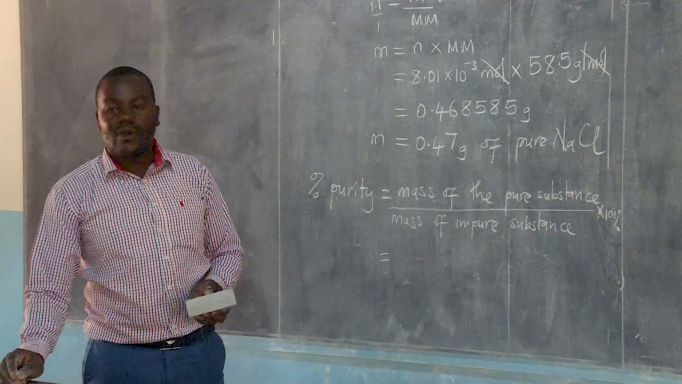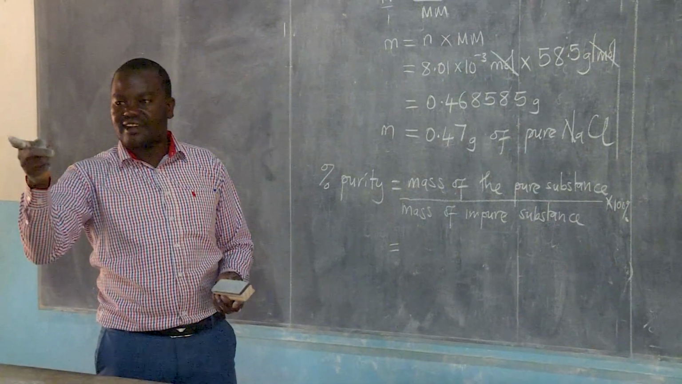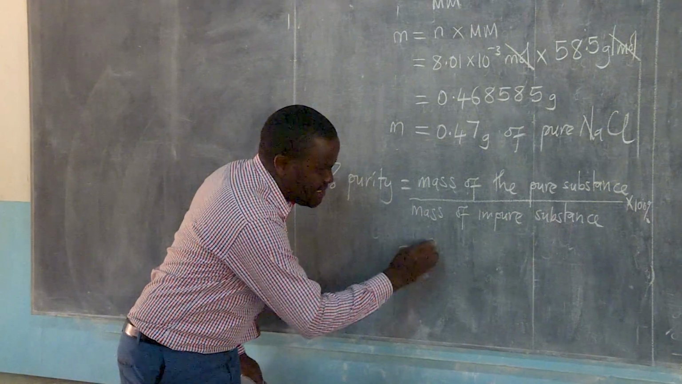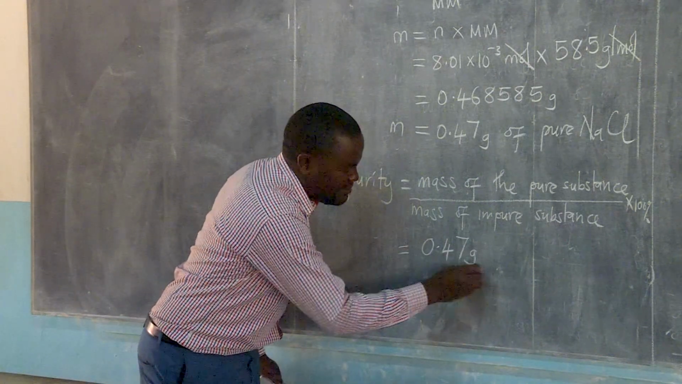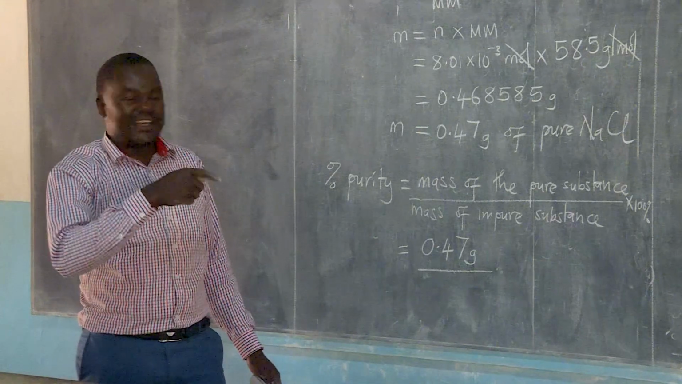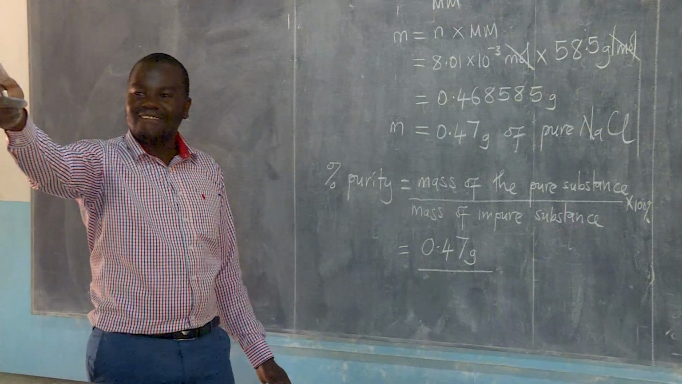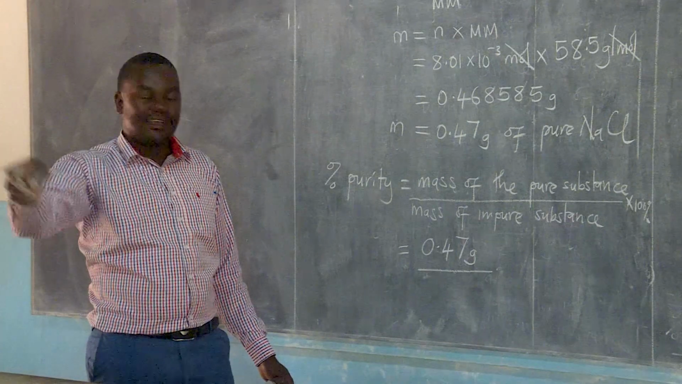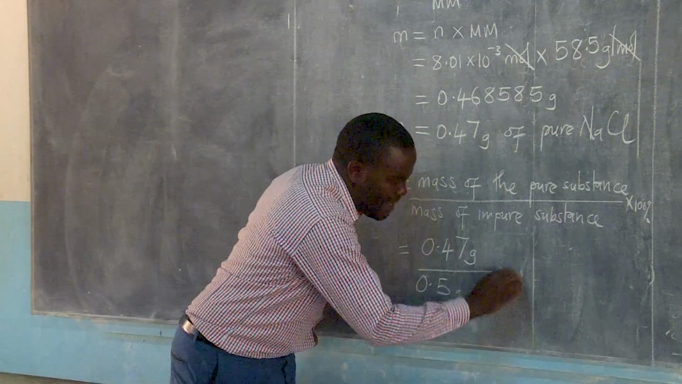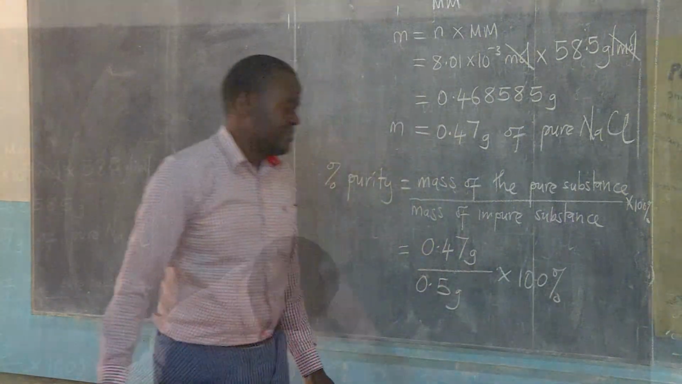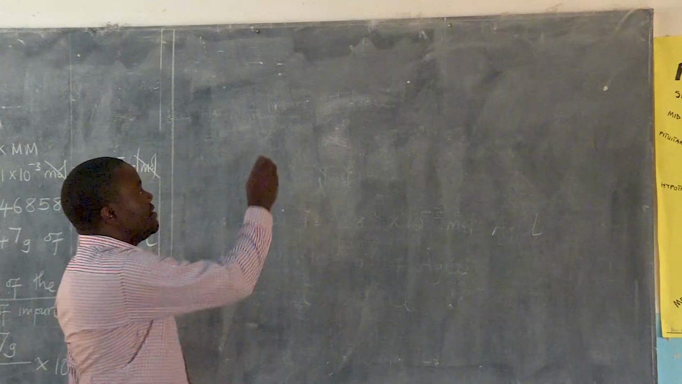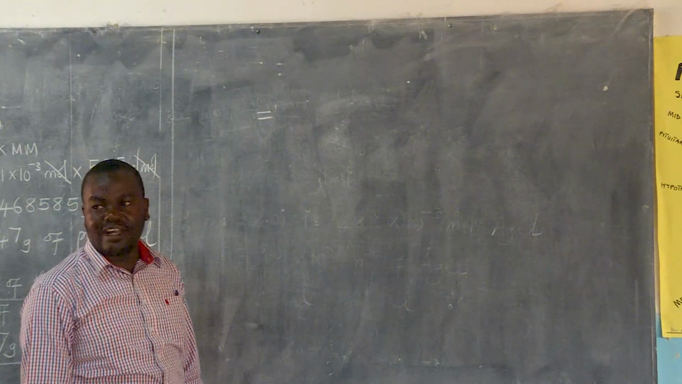So now, we have calculated the mass of the pure substance. Not so? What is the mass of the pure substance? 0.47 grams. We divide this by what? The mass. We are dividing this by 0.5 grams. Then we multiply it by 100%. We are starting with division. When we divide 0.47 with the 0.5, what is it giving us?